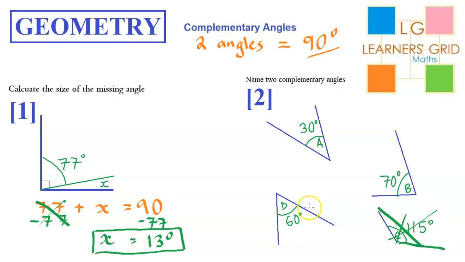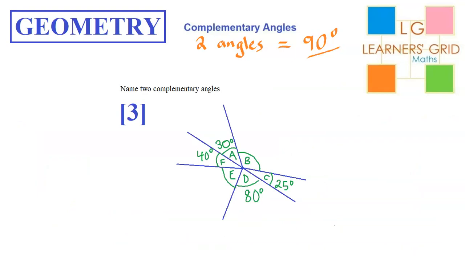That leaves us with these three, angles A, B, and D. If I look here, A and B, 30 plus 70 is 100, so that definitely can't work. 70 and 60 is 130, so that's too big. So 70 really is out of it, which leaves us with 60 and 30. So yes, angle A plus angle D equal 90 degrees, so angle A and angle D are the complementary angles.